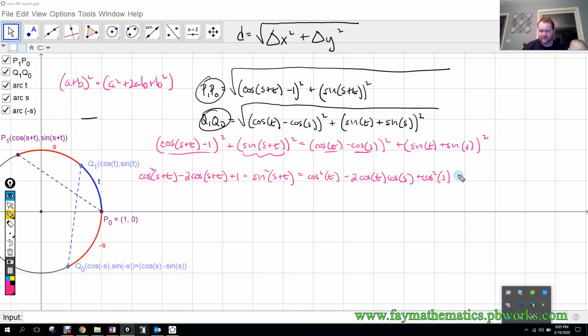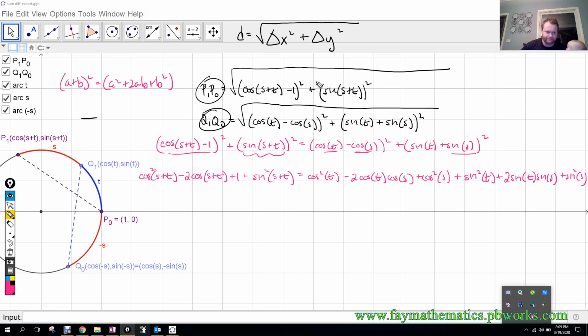Over here, do the same thing with this. So it'd be sine squared of t plus then 2 sine t sine s. And then square the back one. So it'd be plus sine squared of s. Now it gets messy, but there's some nice things that happen here.